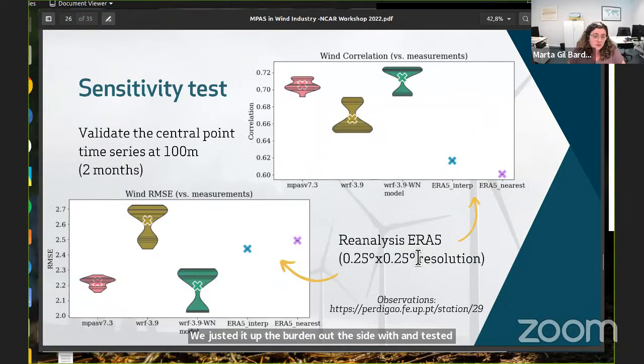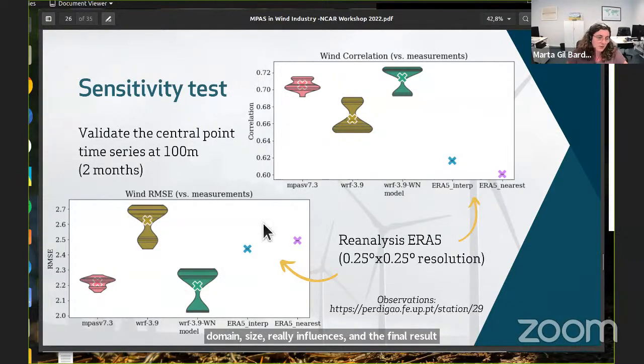And here we have the results of the validation of the central point time series at 100 meters. First, we can look at this map, which is the correlation of the wind. And we have on the one side here the results of the reanalysis, the raw reanalysis without the model. And we see that doing this modeling improves the correlation of the wind in this site. And we see that MPAS is very robust and is not so sensitive to the domain sizes as WRF with those options, where the inner domain size, so the smallest domain size, really influences the final result.